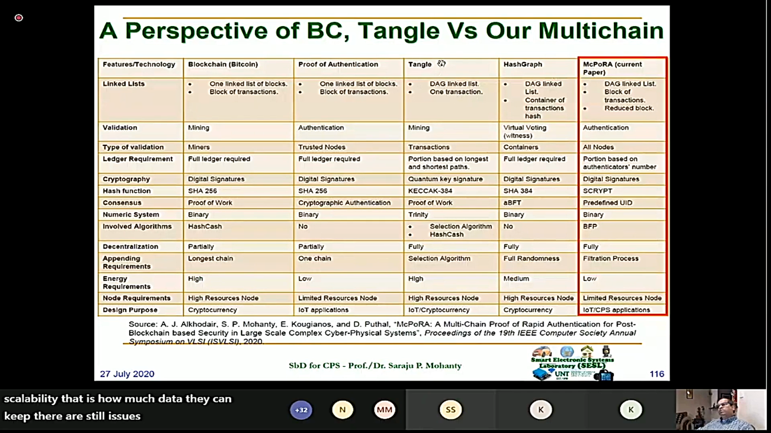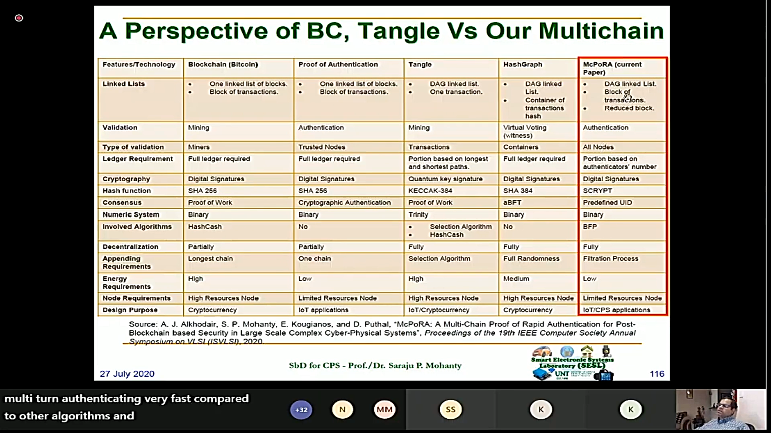So actually people are trying. Tangle is another technology which is not exactly blockchain. Hashgraph is another technology available, and we are running a different blockchain, and we have developed a fast algorithm for that blockchain, which we call multi-chain or post-blockchain, and we developed the algorithm which we call multi-chain proof of authentication, MAC4 we call it. And this algorithm is authenticating the multi-chain very fast compared to other algorithms.